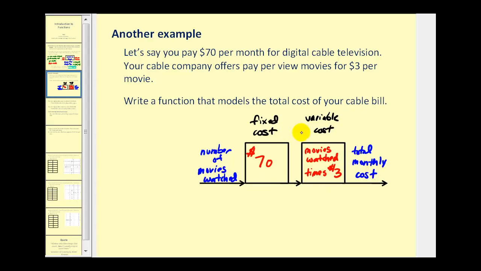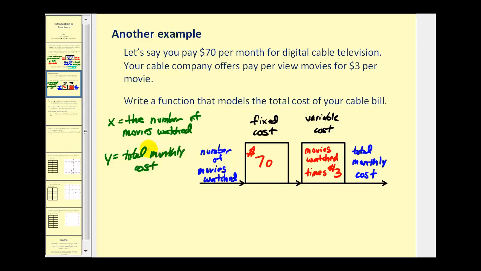To write an equation to represent the situation, we could let x equal the number of movies watched, and y would be the total monthly cost. So the equation in terms of x and y would be y, the total cost, would equal $70 plus the number of movies times $3, or 3 times x. But we know this relationship is a function, so we can replace y with f of x. So using function notation, we would write this as f of x equals 70 plus 3x.